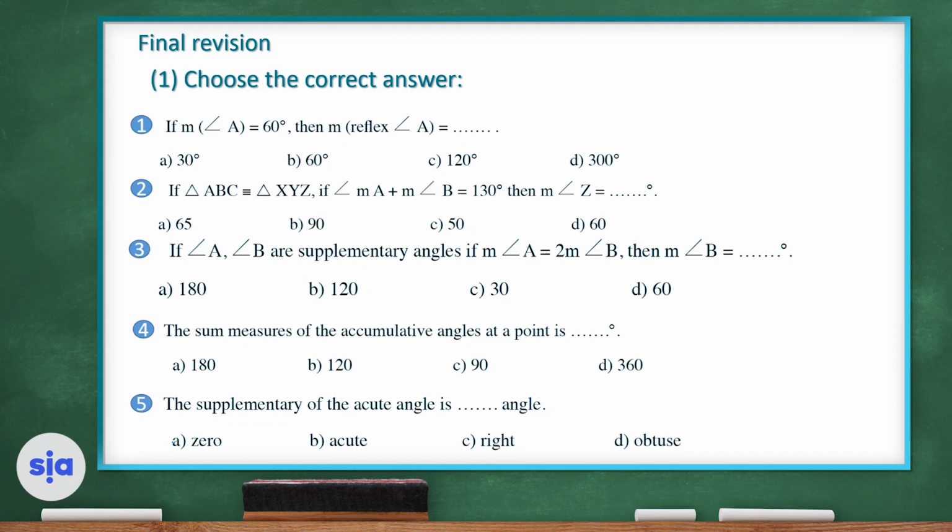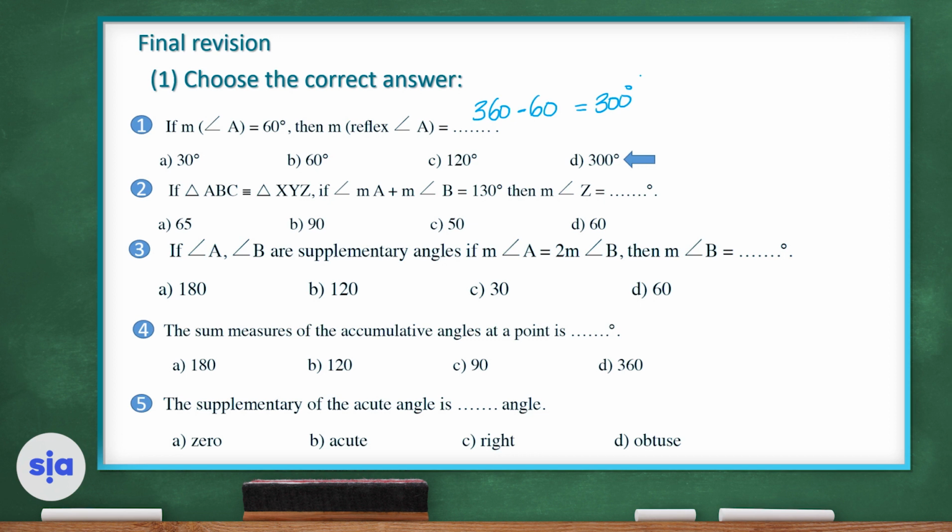In the first question, the question is asking us to choose the correct answer. If the measure of angle A is 60 degrees, then the measure of the reflex angle of angle A is... how do we find the reflex angle? Yes, excellent. We subtract: 360 minus the given angle, which will be 300 degrees. So the choice is choice D.